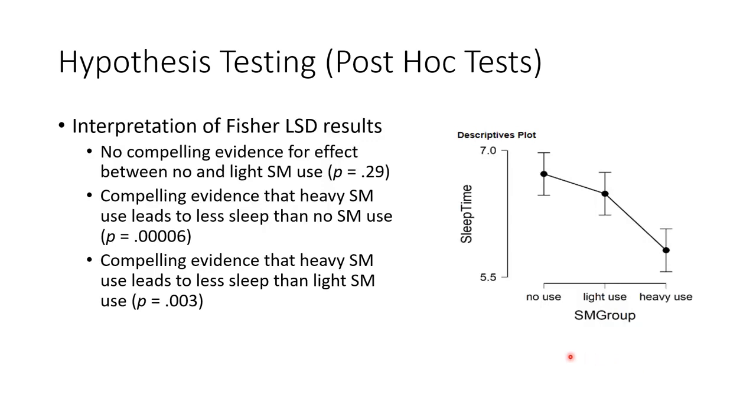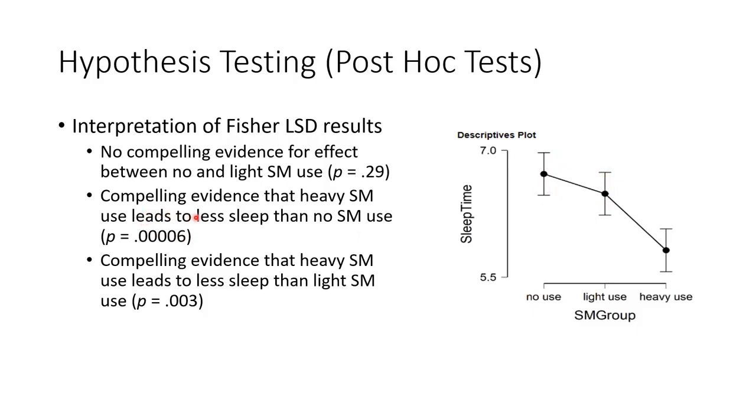And here's where we're basically interpreting that again. No compelling evidence for an effect between no and light social media use, again, because the p-value was fairly large. Basically, we're saying this comparison is not compelling. Again, we anticipated that because this overlap between the confidence intervals is so great.